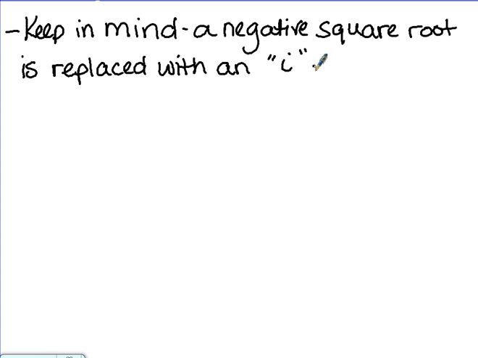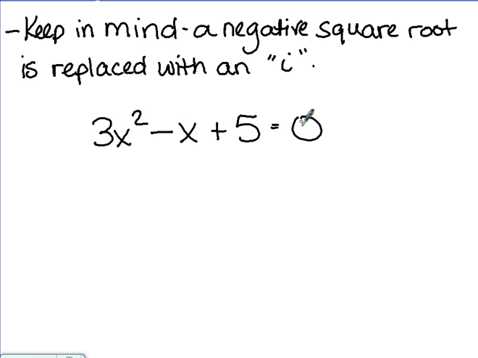We're only going to work one of these examples together, and then I'm going to have you do a few on your own. We're still solving by completing the square the same way that we have been previously. All right, so our first one, 3x squared minus x plus 5 equals 0. We still complete the square the same way.